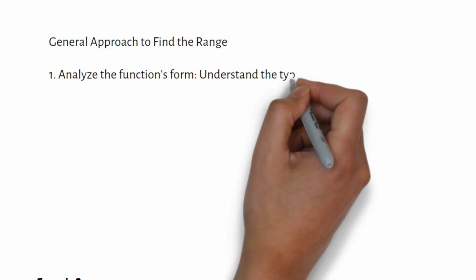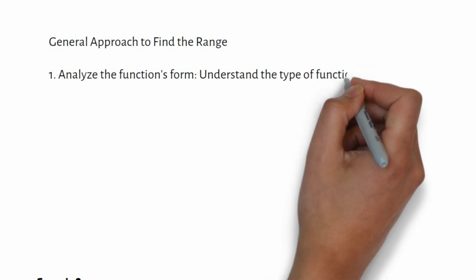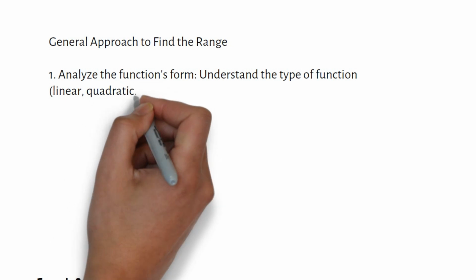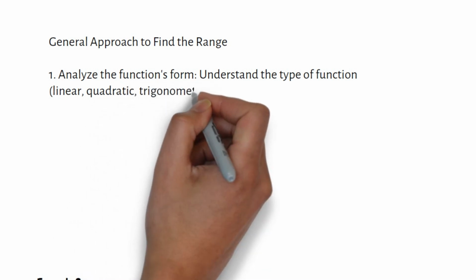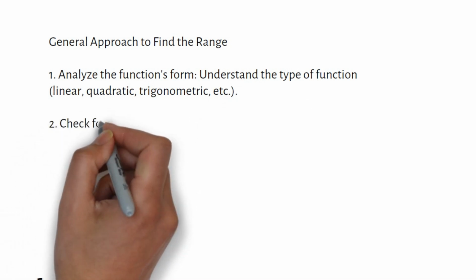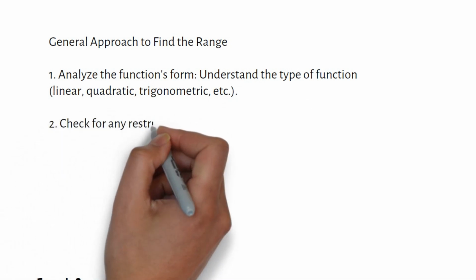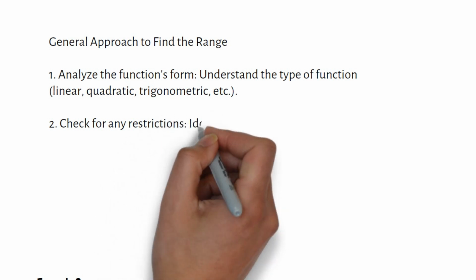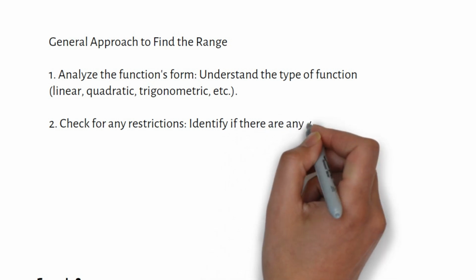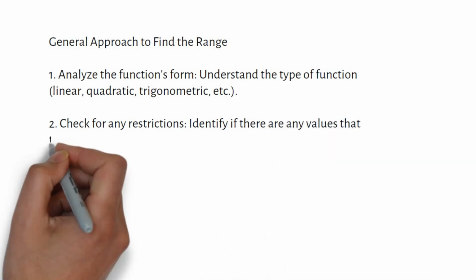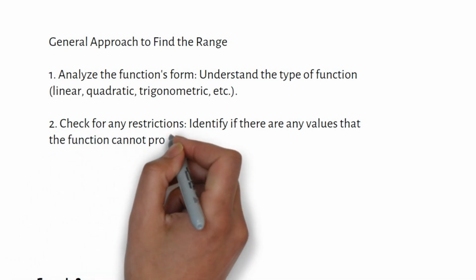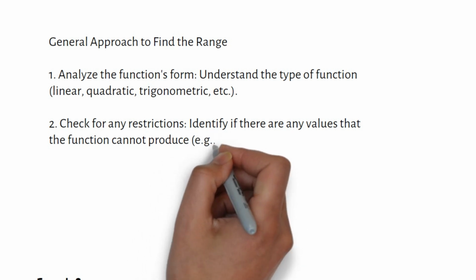First of all, you have to analyze the type of the function, meaning the function's form. Either it's a linear function, trigonometric function, quadratic function, or rational function. You have to see what kind of function it is. Then you have to check for any kind of restrictions. For example, if you are considering a rational function, you should know that no 0 is allowed in the denominator, or if you are dealing with a square root function, you cannot use a negative number. So these are some restrictions which you have to keep in mind.